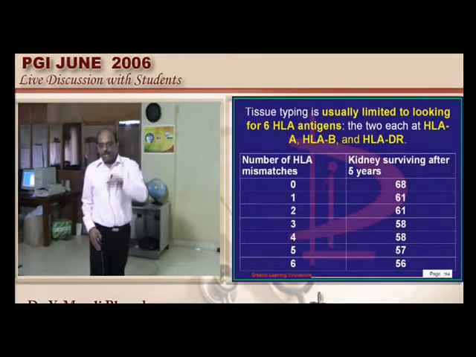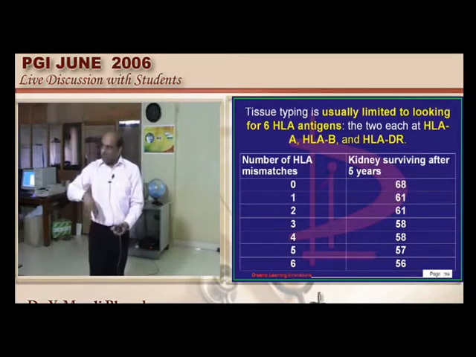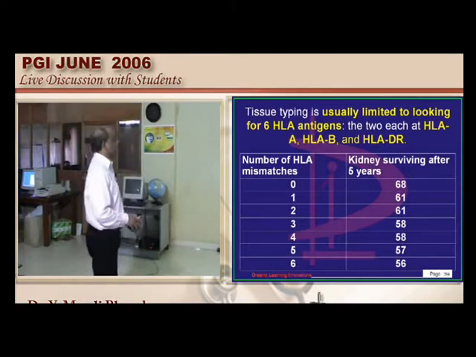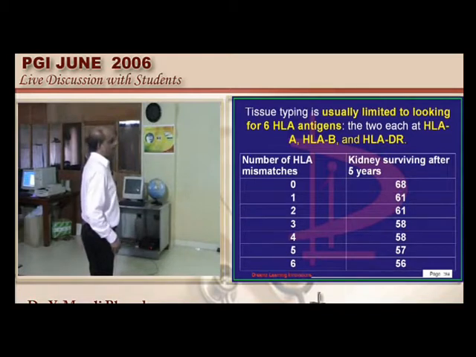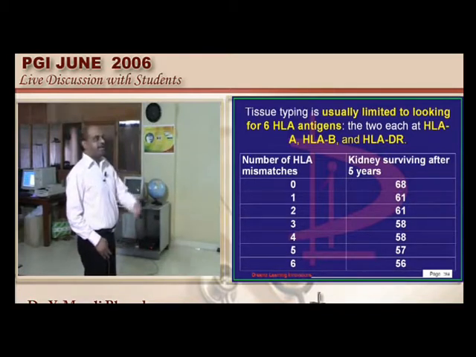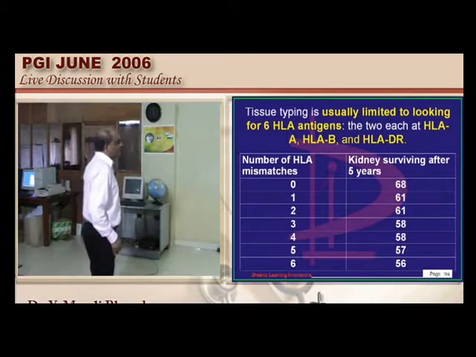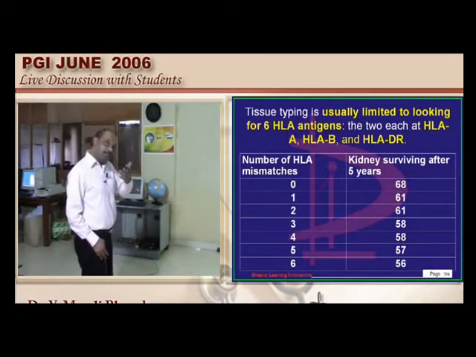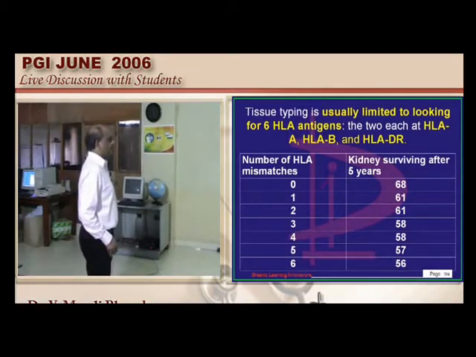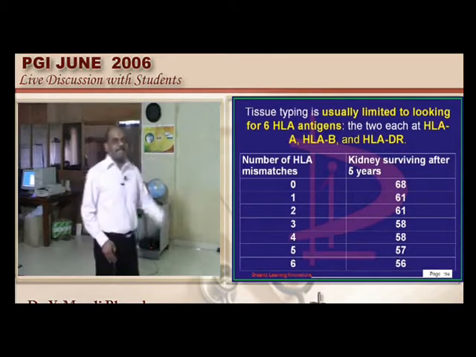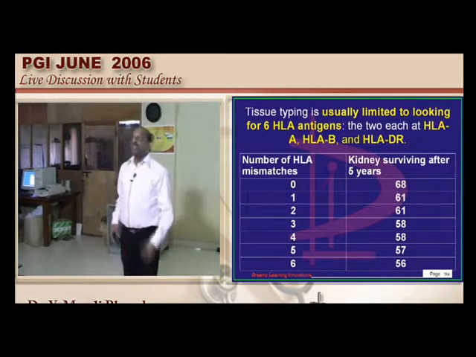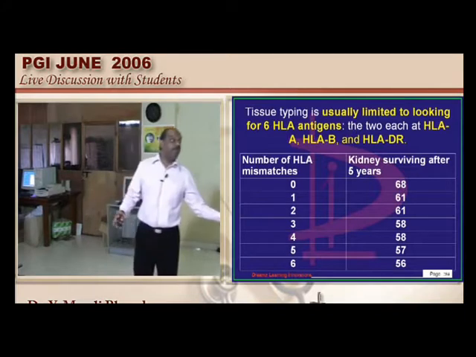So ABC of father, ABC of mother, totally 6. Out of the 6, the transplanted 6. If the number of mismatches is 0, the kidney can still survive after 5 years in 68%. If all the 6 got mismatched, still 56% will survive after 5 years. So that is the reason we can still do xenotransplantation.